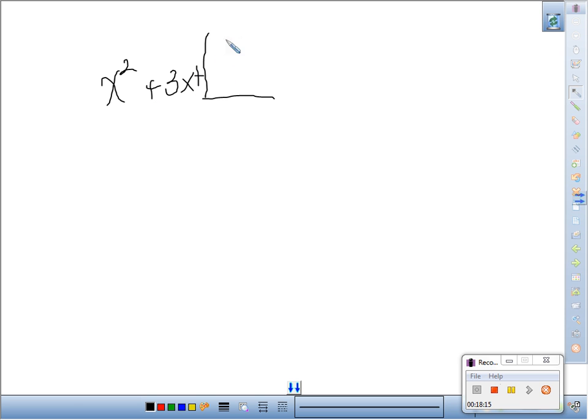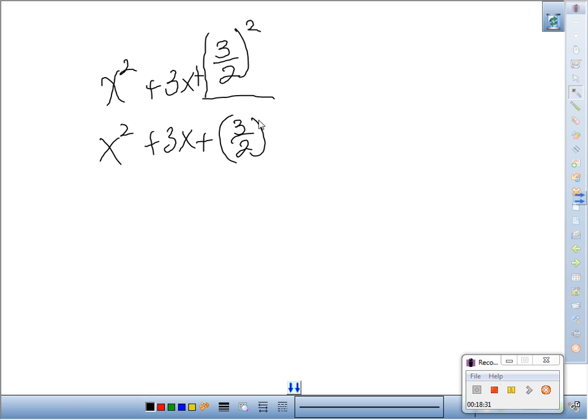Plus 3 over 2 squared. So this is x squared plus 3x. What is 3 divided by 2? 1.5. What is 1.5 squared? Whatever that is. So I'll just leave it as 3 over 2 squared. And you're done with that one.